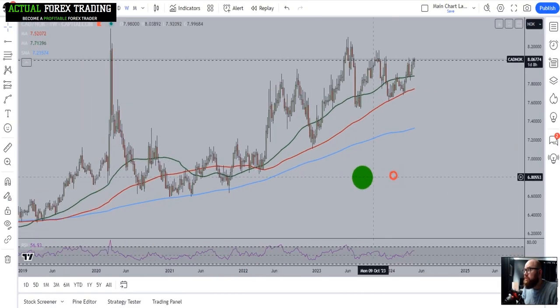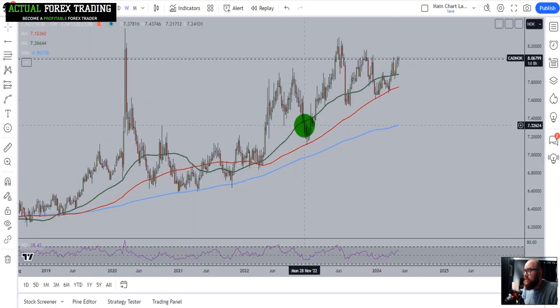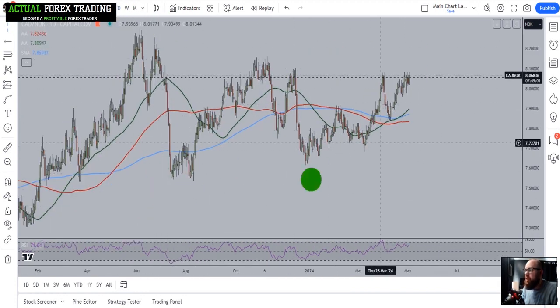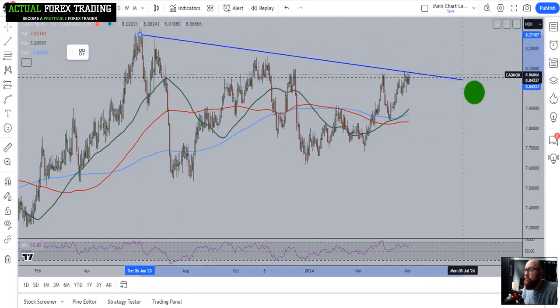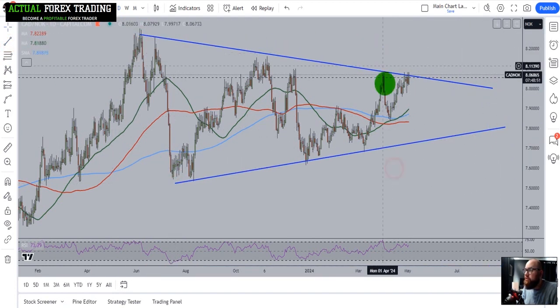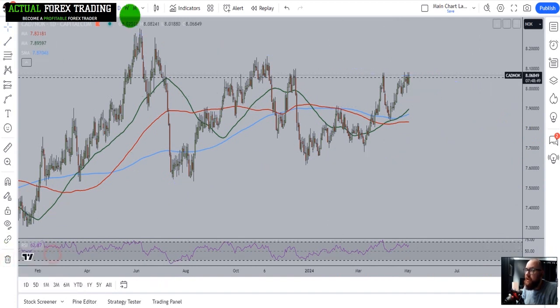So let's have a look at this chart. This is the weekly. Price is clearly uptrending here on the weekly. Moving averages bullish. On the daily, things are looking a bit choppy, moving sideways. Could be like a consolidation pattern here. Some sort of triangle pattern like this, and price is at that consolidation resistance area.